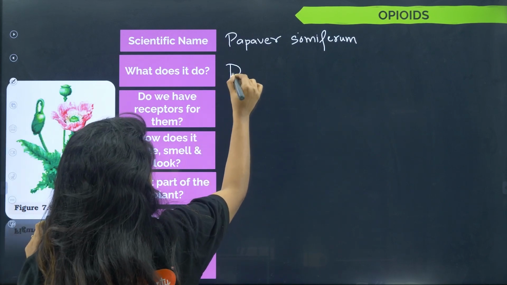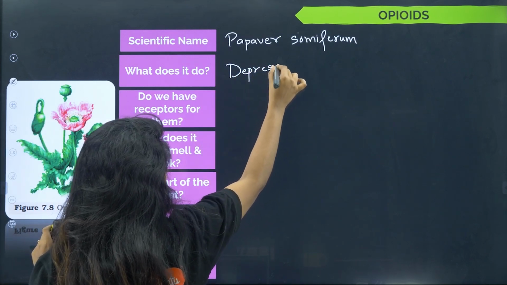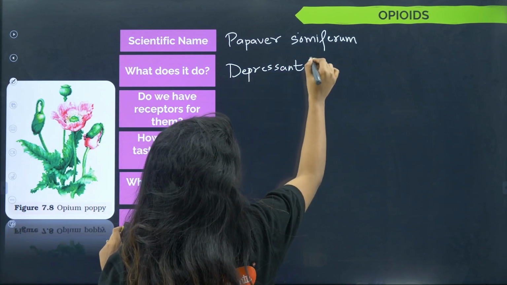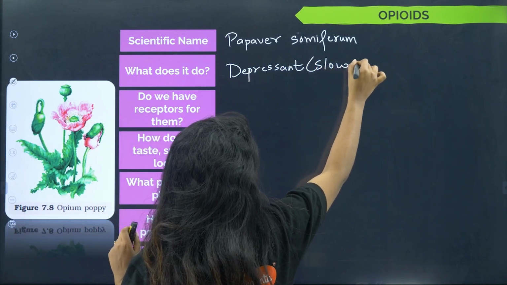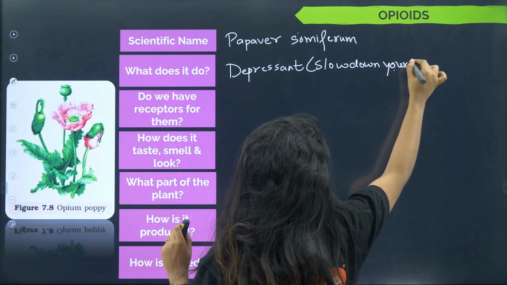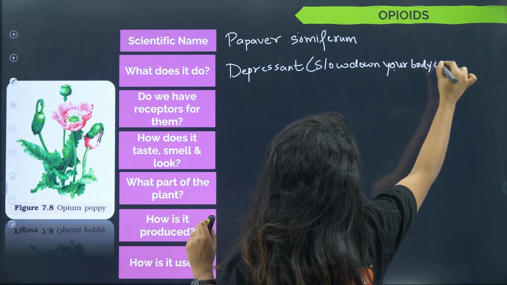What does it do? It is a depressant. Please remember it. You have to remember different types of drugs and what they do. So it is a depressant. It will slow down your body's functions.